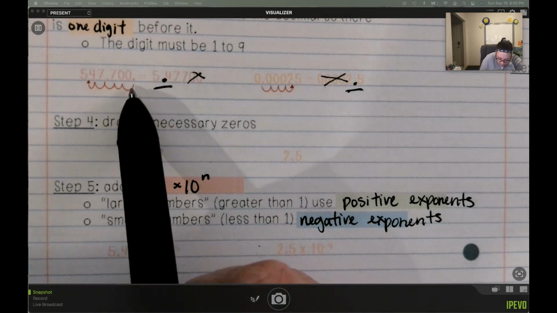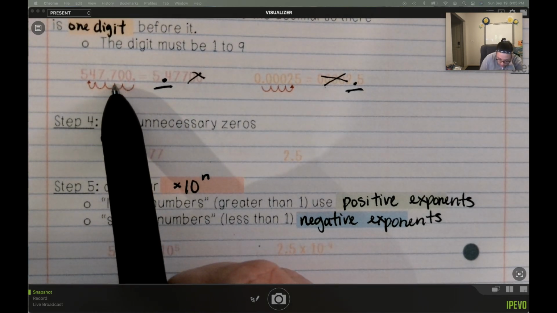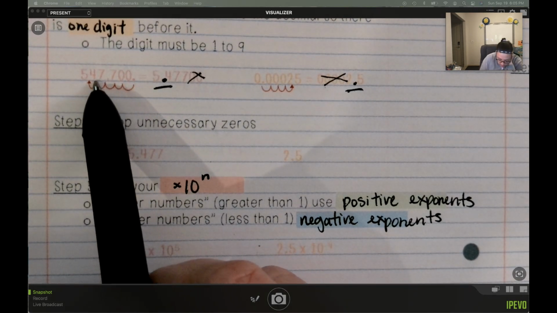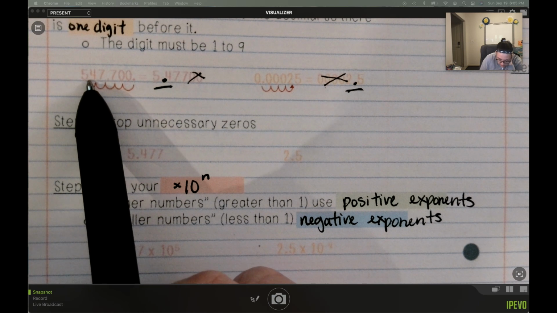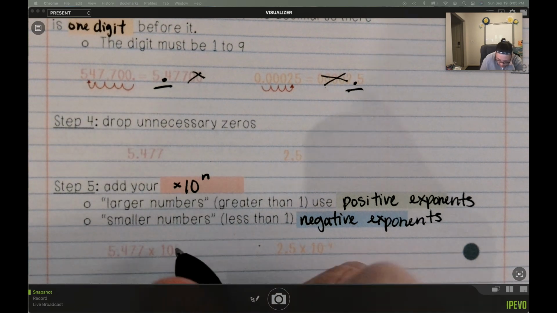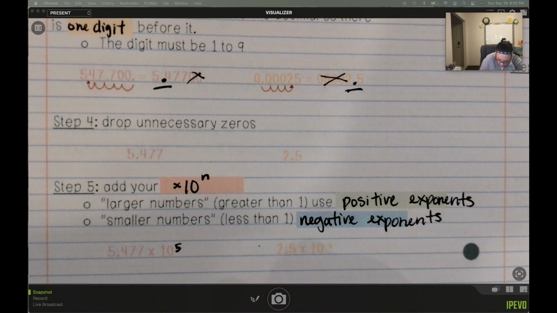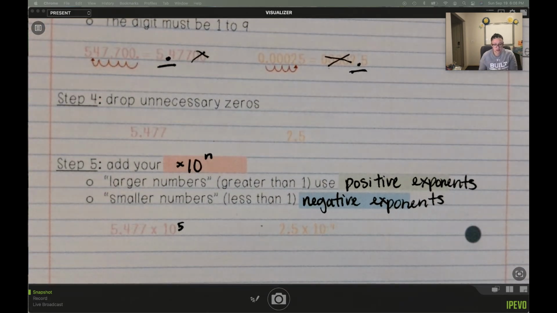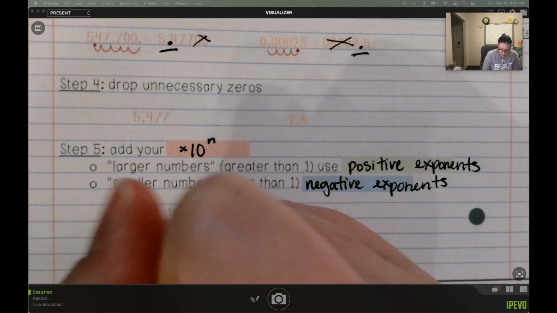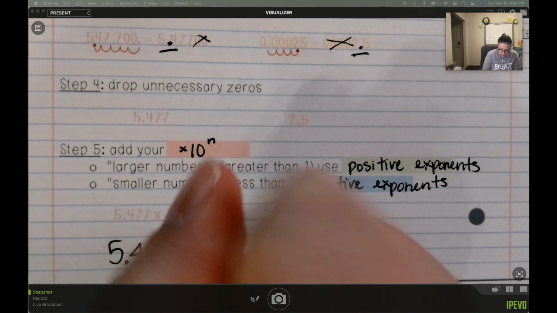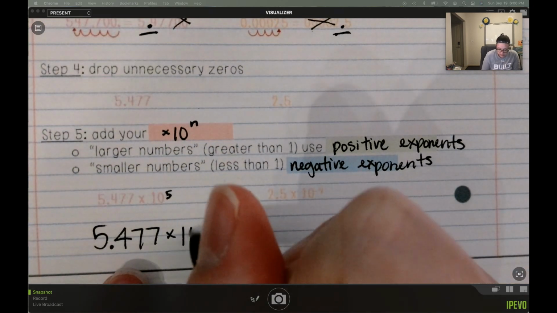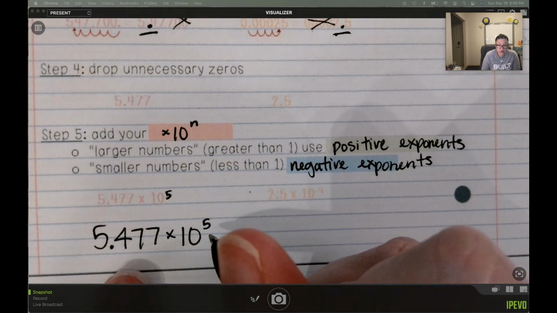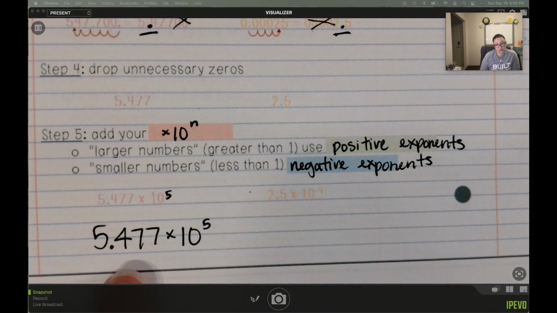So if we come back up here, we jumped 1, 2, 3, 4, 5 times. So our exponent is going to be a 5. So our final number, it's kind of hard to see there, I'm going to write it again. It's going to be 5.477 times 10 to the 5th power because we jumped the decimal 5 times.